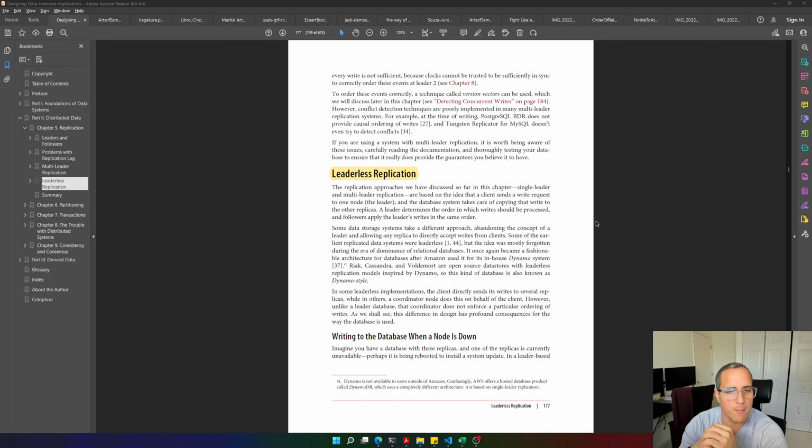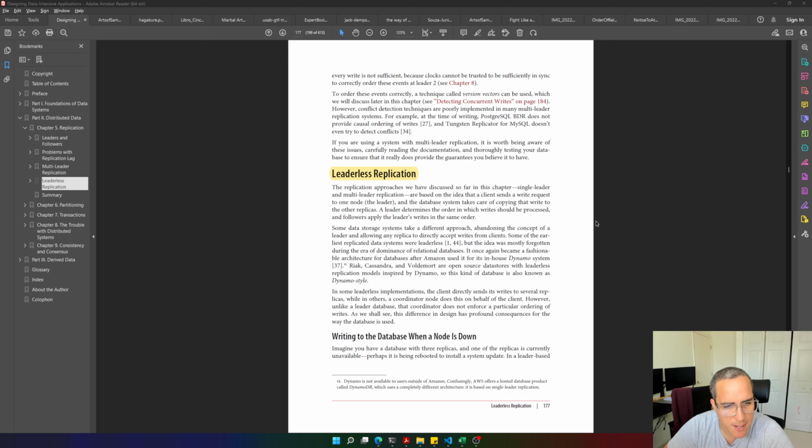It once again became a fashionable architecture for databases after Amazon used it for its own Dynamo system. Riak, Cassandra, and Voldemort are open source data stores with a leaderless replication model inspired by Dynamo, so this kind of database is also known as Dynamo-style. In some leaderless implementations, the client directly sends its write to several replicas, while in others, a coordinator node does this on behalf of the client. However, unlike a leader database, that coordinator does not enforce a particular ordering of writes. As we shall see, this difference in design has profound consequences for the way the database is used.